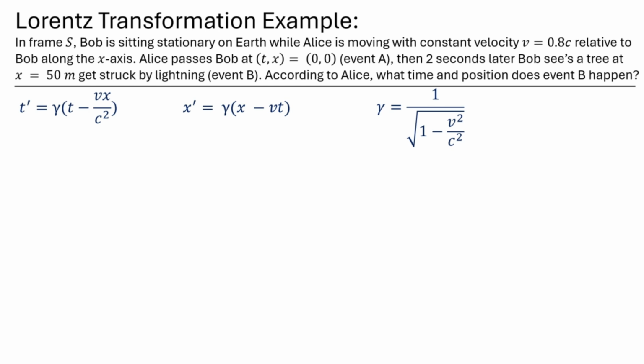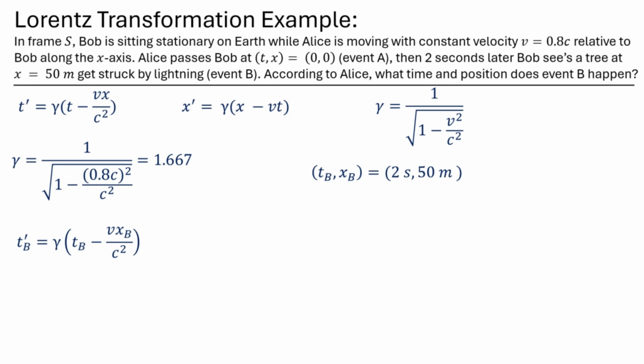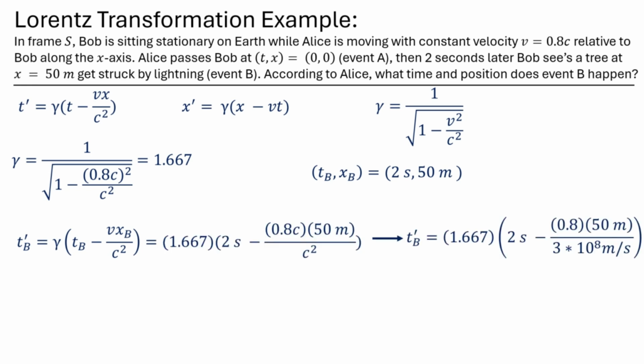Let's start by writing down the Lorentz transformations and factor equations. Then we can calculate the Lorentz factor. In this case, gamma is equal to 1 divided by the square root of 1 minus 0.8 squared, which equals about 1.667. Next, let's write down the coordinates of event B in Bob's reference frame. The question tells us that it happens at 2 seconds and 50 meters. Now we can plug in our values into the Lorentz transformation equations. For the time coordinate, we get that Alice measures the time to be 3.334 seconds.